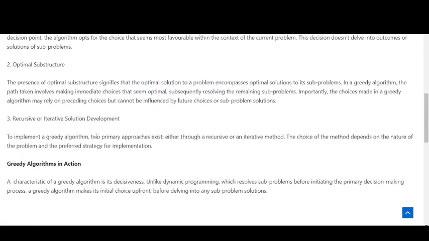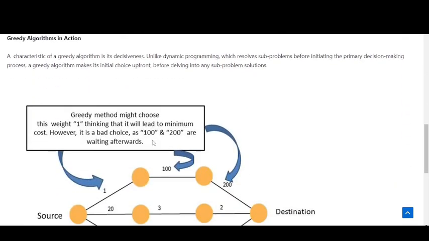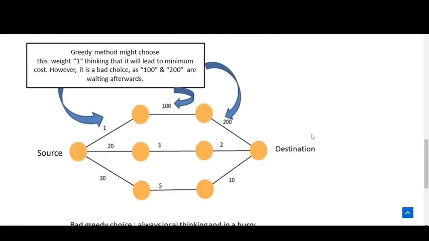The third one is the recursive or iterative solution method. Usually we use the recursive method in greedy, but the iterative method is also okay. Most of the time, the greedy method follows a divide and conquer strategy. Okay, so here we have shown one example.